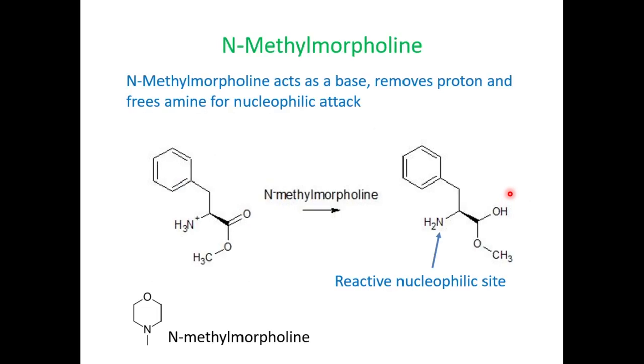So we will use a base called N-methylmorpholine, and it's going to act as a base for us, removing the proton and freeing up the amine on the phenylalanine for nucleophilic attack. Here we have our methyl ester of phenylalanine, and you can see the nitrogen is protonated, and we'll use the N-methylmorpholine to deprotonate the nitrogen, giving us our reactive nucleophilic site here. And here's the structure of N-methylmorpholine.